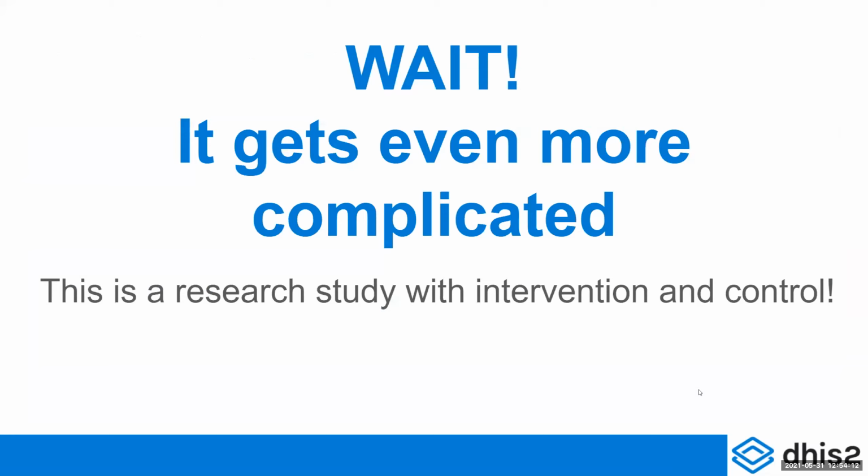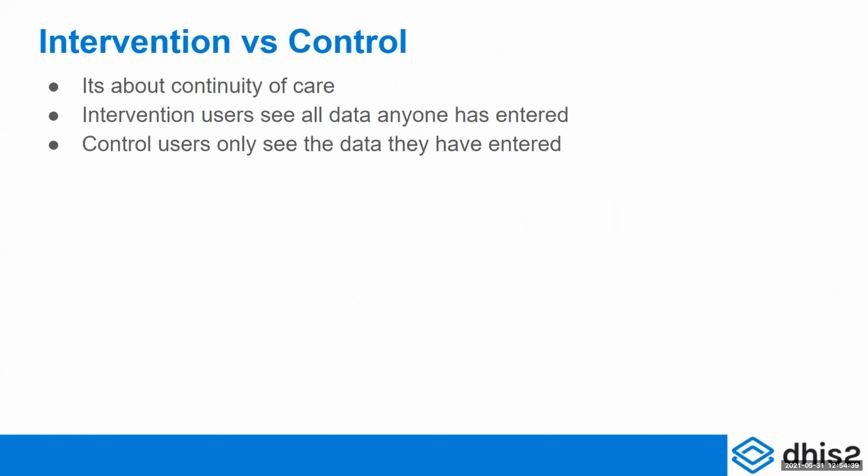So it actually gets even more complicated. I did give you a warning that this was a complicated setup. This is a research study which has intervention and control. Each of the four health workers that we've seen, we divided them into intervention and control. So half of each of the four workers were intervention and half of them were control. And they had different ways of accessing the system.